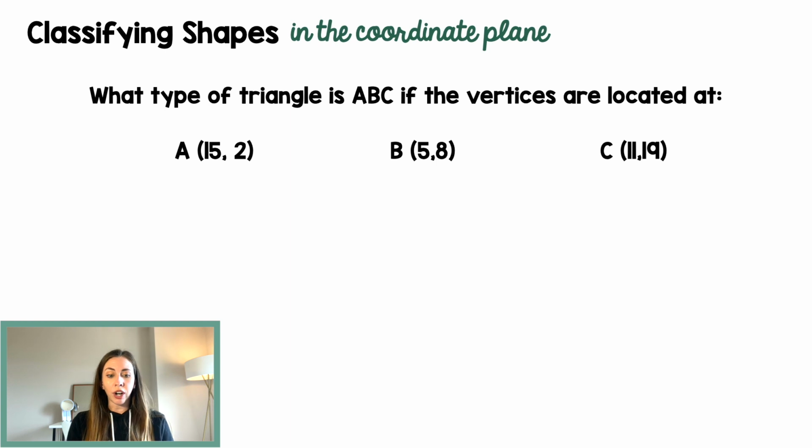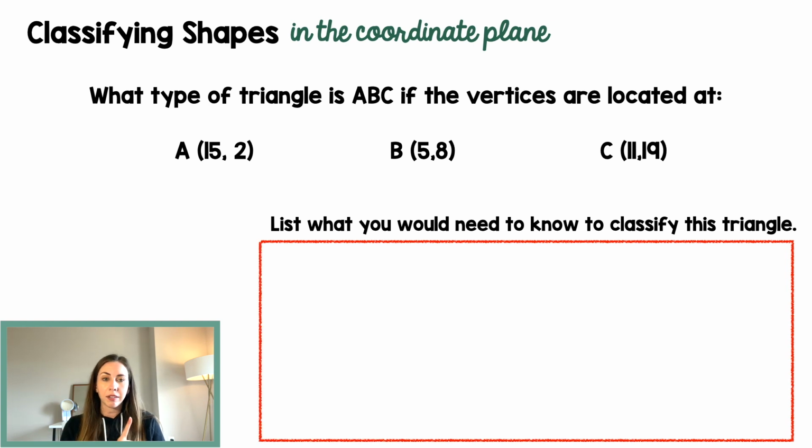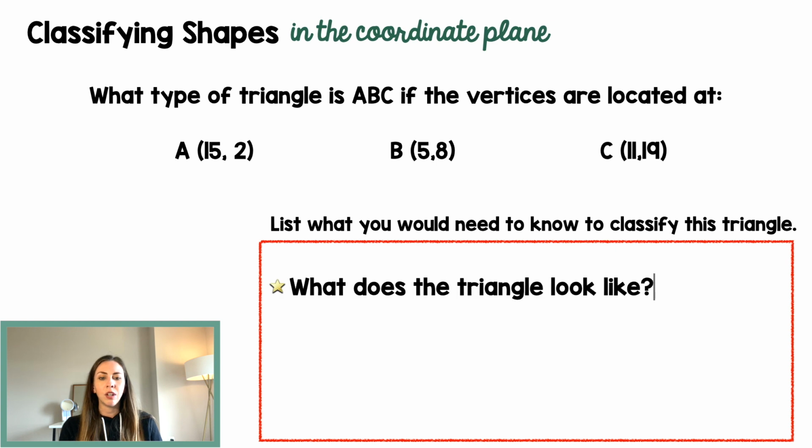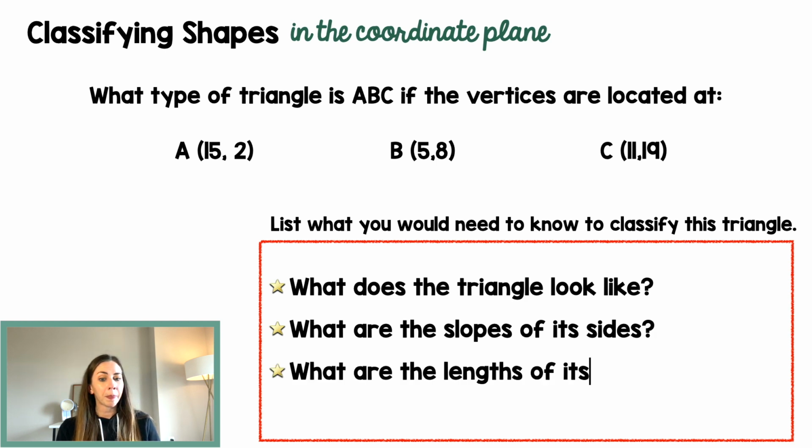Now that you've reviewed the list of triangles, we want you to think of a strategy that you could use to classify it. So what could you calculate from these coordinates? You're going to list what you need to know to classify this triangle in the box on your capture sheet. Pause the video while you make that list. So you might need to know what this triangle looks like, what the slopes of its sides are, and what the lengths of its sides are. We're going to calculate that together using our capture sheet.